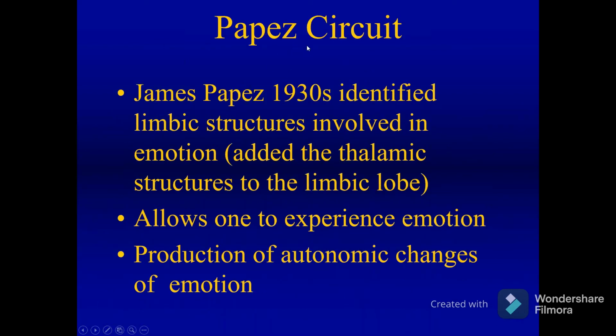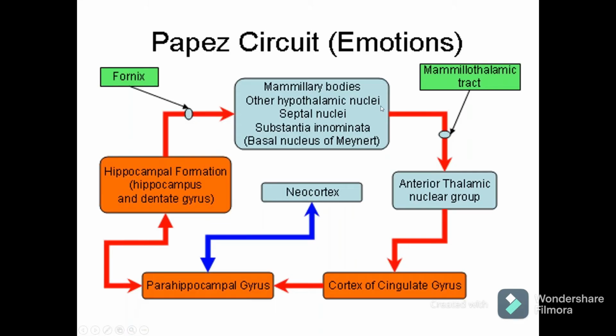The Papez circuit was identified by James Papez in 1930, and these limbic structures are involved in the genesis of emotion. We added the thalamic structure to the limbic lobe. Because of this Papez circuit, one can experience emotion, and simultaneously there is production of the autonomic changes of the emotion. This is the Papez circuit. In the Papez circuit, you will find various structures.